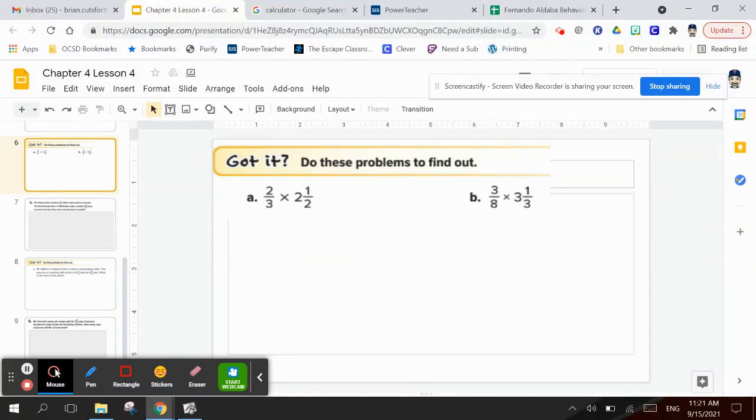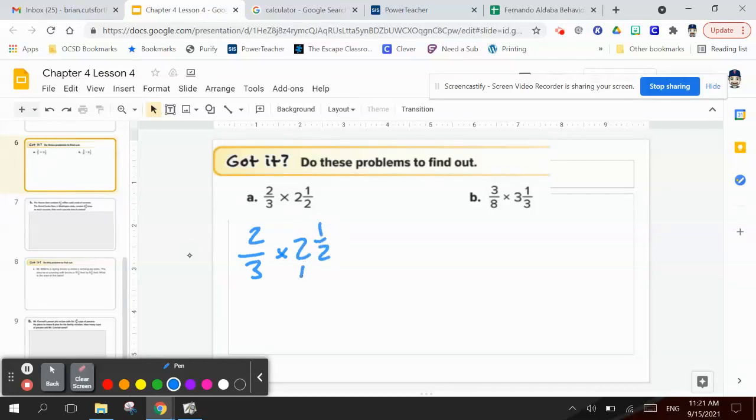Here are 2 more problems. Please pause the video and try these on your own. So 2/3 times 2 1/2. Change my mixed number to an improper fraction. So I take 2 times 2, which is 4, and add that to my numerator. 1 plus 4 is 5. 2 is my denominator. It stays the same. So I have 2/3 times 5/2.